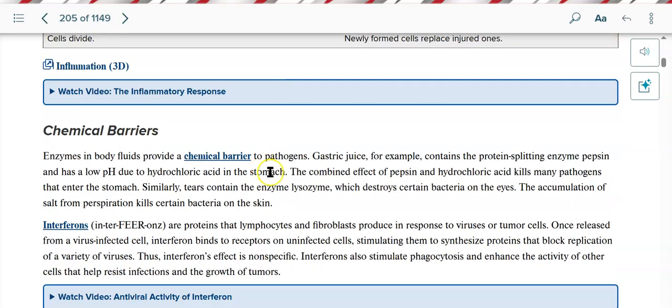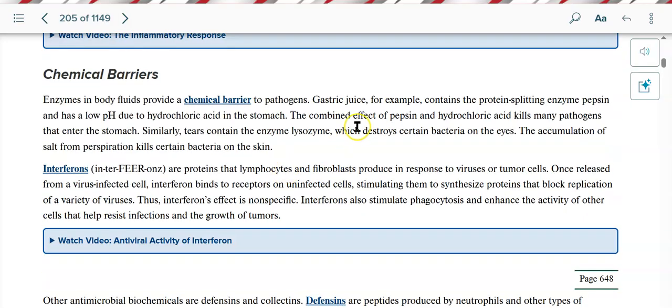There are also chemical barriers. Gastric juice, stomach acid, has a protein splitting enzyme in it and a low pH because it's acidic, and that acid in the stomach is hydrochloric acid. So the combined effect of the digestive enzyme pepsin and the acid will kill most pathogens that enter the stomach.